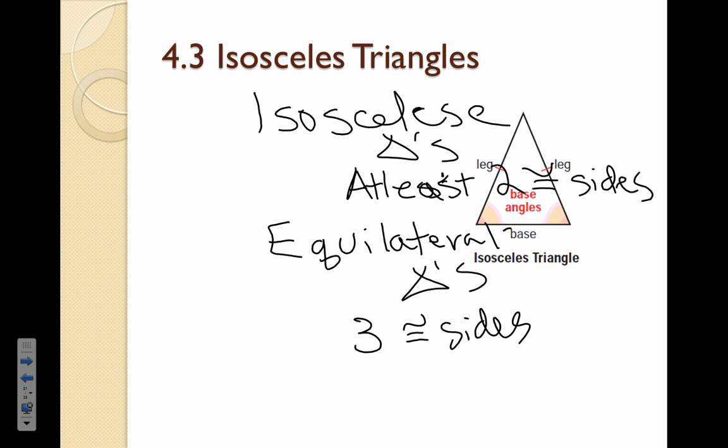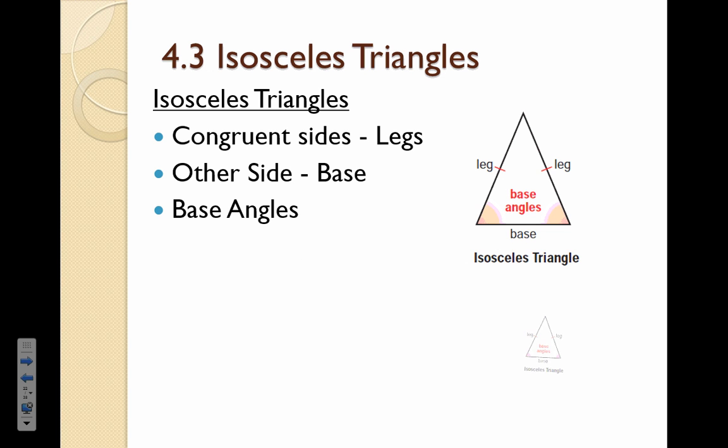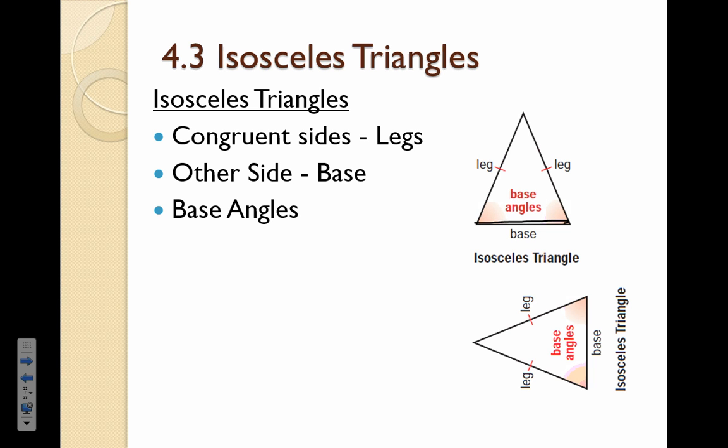First, properties of an isosceles triangle. Lots of things here. Congruent sides are considered to be the legs. The other side is its base. And then with the base, it has base angles. So formed with the base are the angles, the base angles.